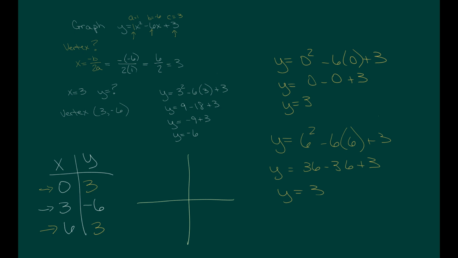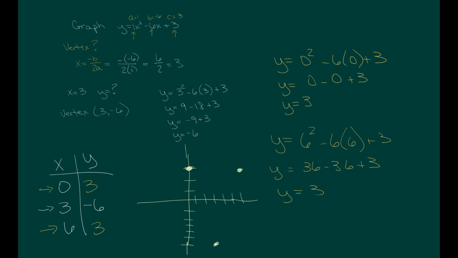That's fine for now. Okay, so we're going to go 1, 2, 3, 4, 5, 6. 1, 2, 3. Okay, so we've got 0, 3. So that will be right here. 1, 2, 3, negative 6 would be about right there. And then 6, 1, 2, 3, 4, 5, 6, 3 would be up here. And again, it would look better if it was on graph paper, but for right now, this is fine.